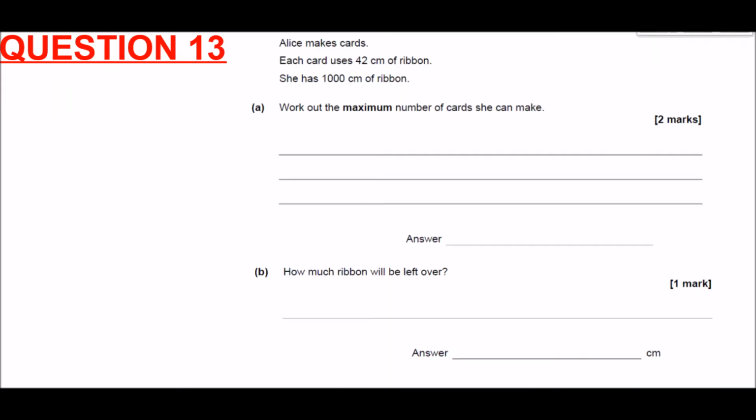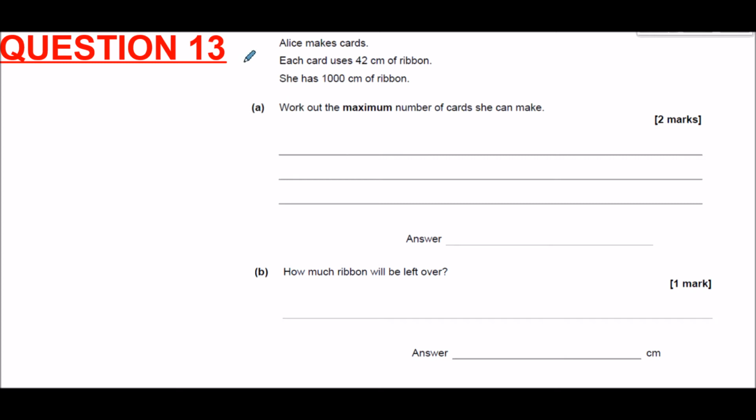So, question 13 about Alice making ribbon. Sorry, Alice is making cards using ribbon. So you read the question, that goes for me as well. Each card uses 42 centimetres of ribbon. She's got 1,000 centimetres of ribbon to use. Work out the maximum number of cards she can make. It's essentially how many lots of 42 she can cut out of 1,000 centimetres of ribbon.